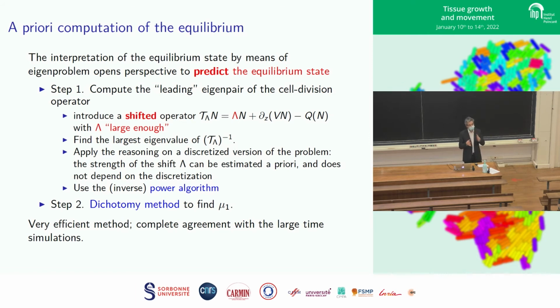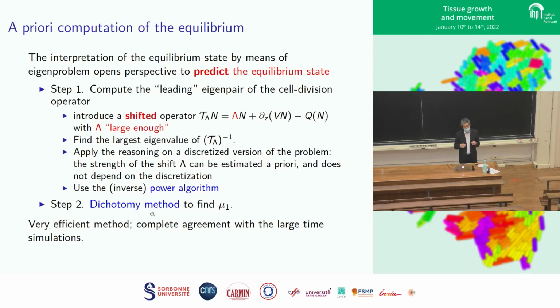So if you go back to the proof for the growth division equation, you need to introduce a shifted operator. So you need to shift the operator with some lambda, and lambda should be chosen large enough. And then you invert this operator and you look at the largest eigenvalue of the inverse operator. Okay? And the question for numerical purpose is how large you need to shift the operator. So for the continuous operator, you have some estimates, and you need to check that the discretization does not pollute this estimate, and you need to know where to find the largest eigenvalue. Once you have understood that, you just run your power algorithm to find the eigenstate.